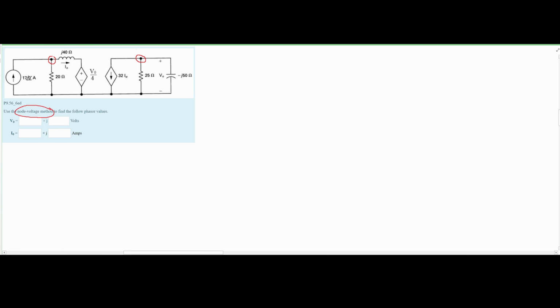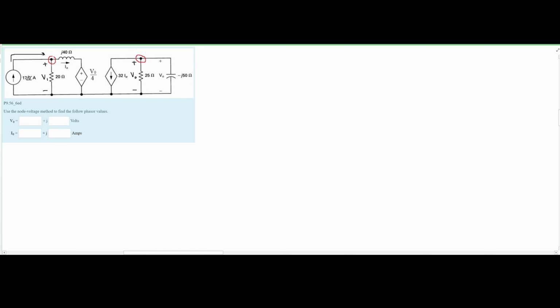It even tells us to do it right here. We're going to call the voltage across our 20 ohm resistor V1, and then we're going to call the voltage across our 25 ohm resistor V0. Since it's in parallel with our V0, it's going to be the same thing, since we know that voltages in parallel are the same.